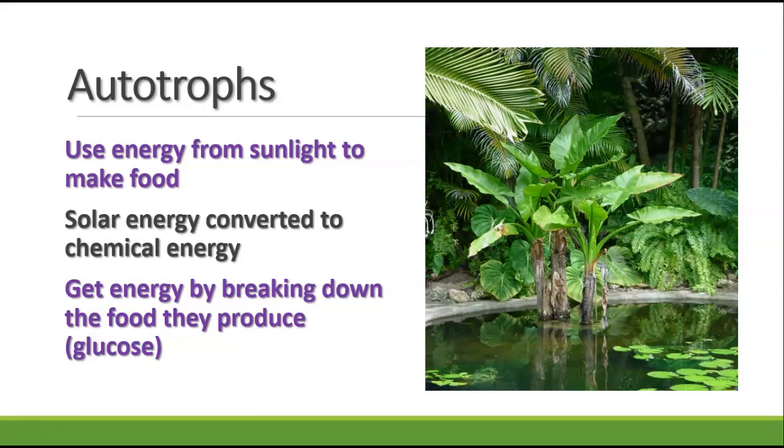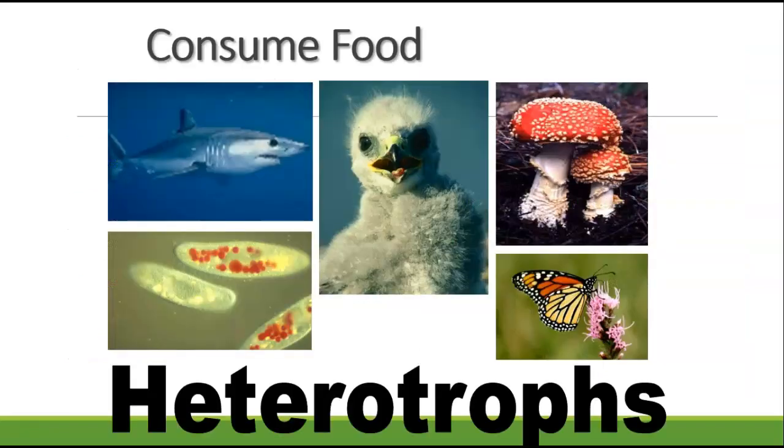And then they receive their energy by breaking down the food that they produce, the glucose that they produce to make the starches and other molecules that the plants and algae make. They still undergo cellular respiration to produce ATP for their own uses.